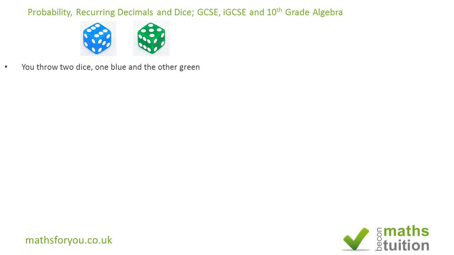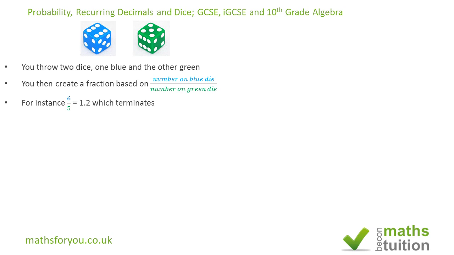Now the whole idea is to create a fraction based on the numbers generated by these two dice. For instance, we got 6 there and we've got 5 there. 6 over 5 will give us 1.2, and 1.2 is a terminating decimal, so it stops there, it doesn't go on and on and on.